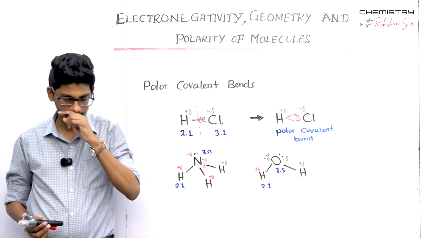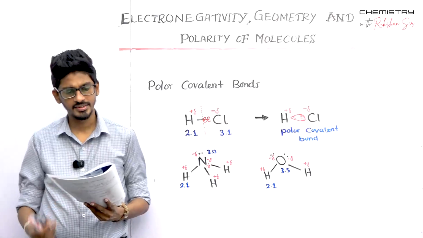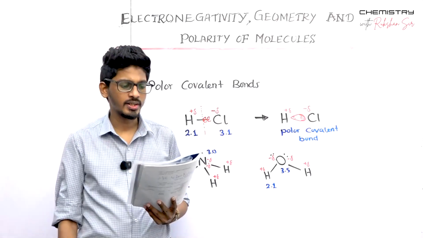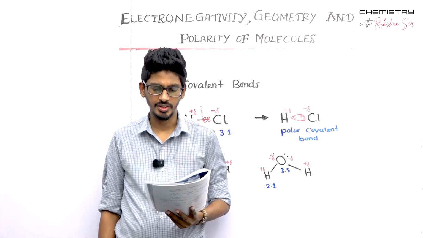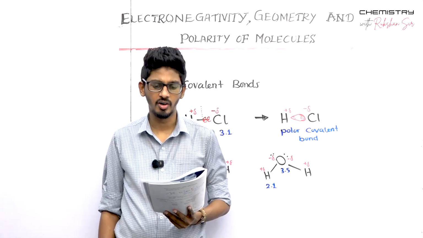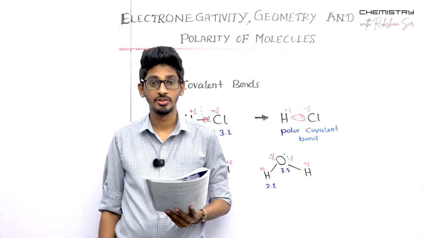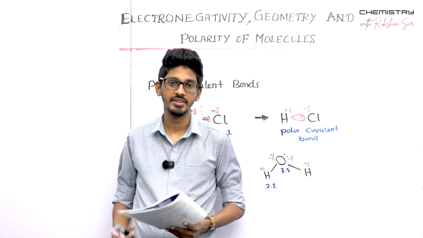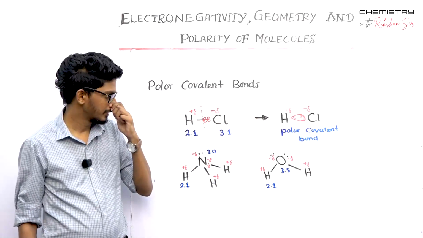So let's go to the note. It says that when the two atoms participating in a covalent bond differ in electronegativity, the bonding electron pair has a higher probability of being found closer to the more electronegative atom. In such a situation, the bond is considered a polar covalent bond. You can clearly see the situation here.